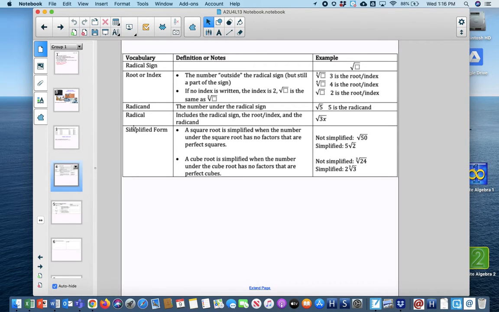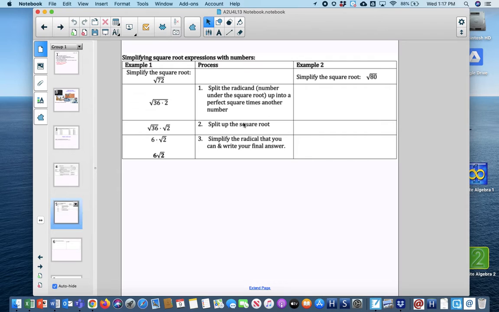Alright, and what we're going to be working on today is the simplified form. So how do we create that simplified form, and what does that look like? A square root is simplified when the number under the square root has no factors that are perfect squares, and a cube root is simplified when the number under the cube root has no factors that are perfect cubes. So for instance here you see the square root of 50. Well, we'd simplify that into 5 square root of 2. And here you see the cube root of 24, which would simplify into 2 cube root of 3. And what we're really working on here today is being able to do this process, going from the not simplified to the simplified.